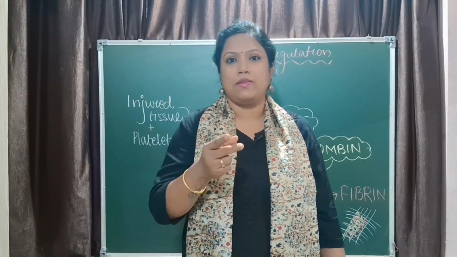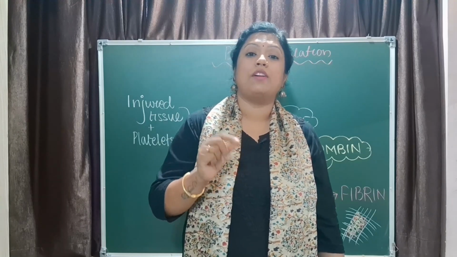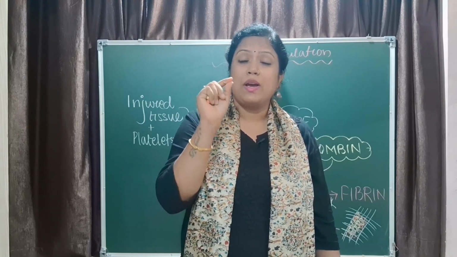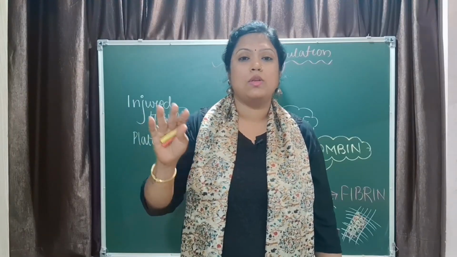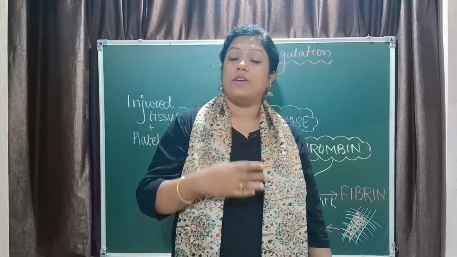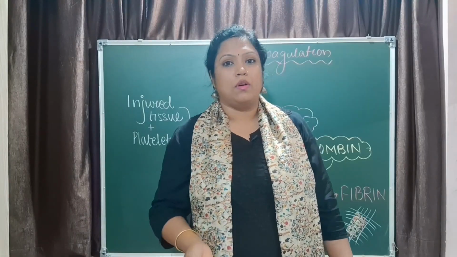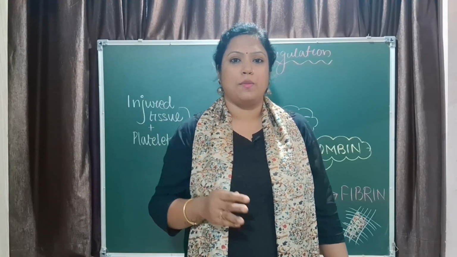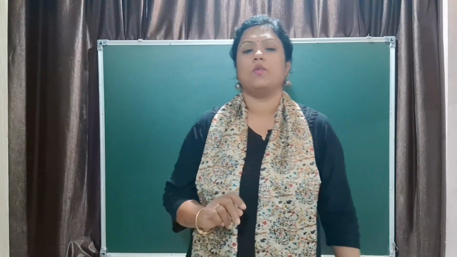And there is a disease we have studied in genetics, hemophilia. Hemophilia is a disease in which the blood fails to clot. So, even with minute injuries, people who have hemophilia can bleed to death. Okay. So, this is a very important mechanism for our body to prevent flow of blood or loss of blood from our system. This is called blood coagulation. I hope you understood blood coagulation.